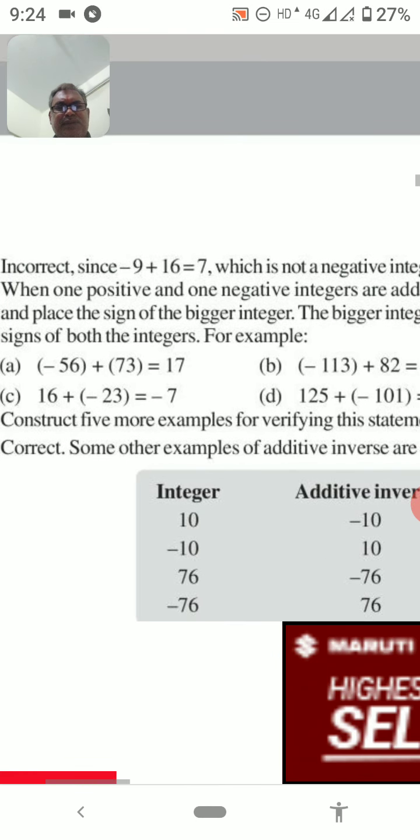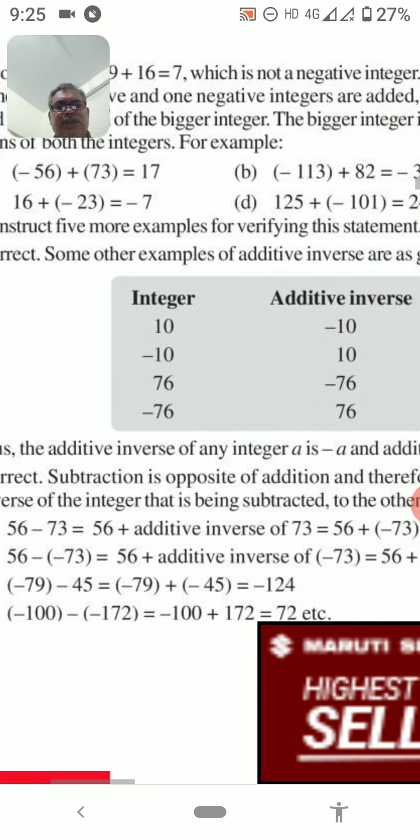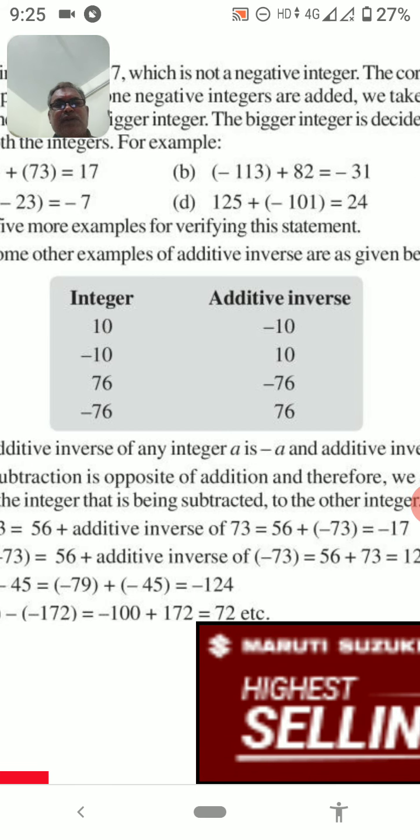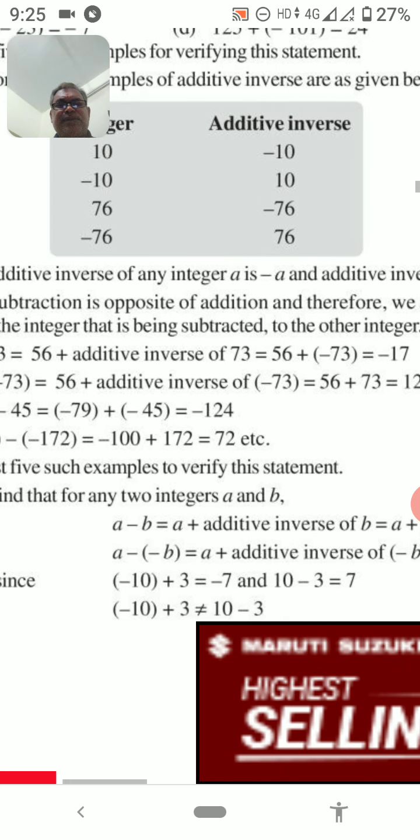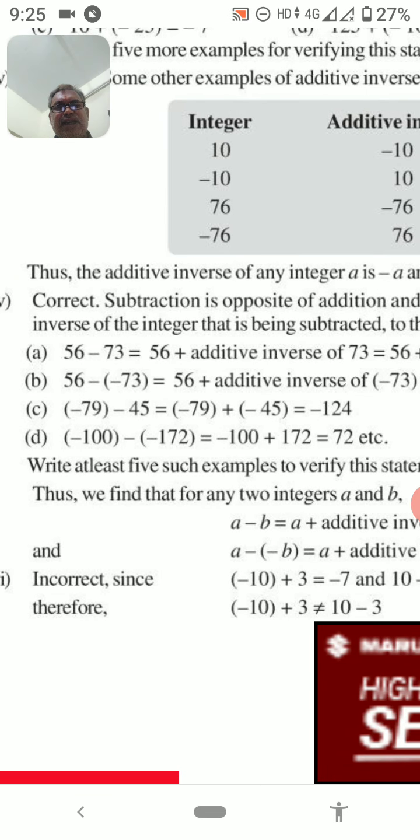Now you can see here some more examples. Integer 10, its additive inverse. Now what is meant by additive inverse? The number which is added to the given number makes it 0. So when we add -10 to +10, +10 minus 10 becomes 0. Then if the integer is 10, its additive inverse is -10. If -10 is there, then the additive inverse is +10. If 76 is there, then the additive inverse is -76. If -76 is there, then the additive inverse is 76. Like this you can go for the understanding of integers.